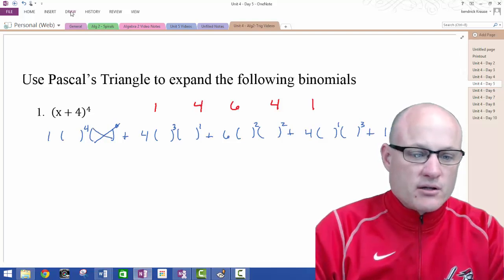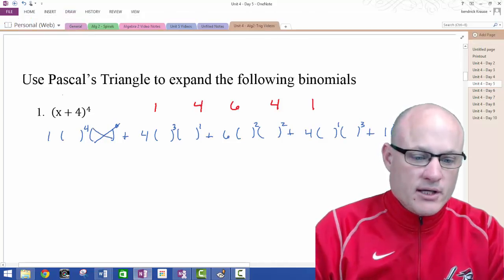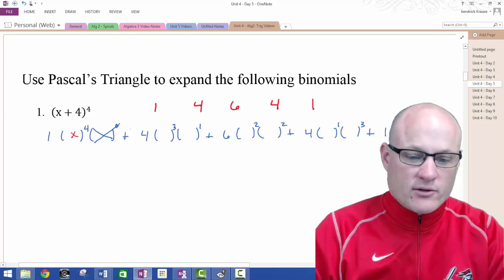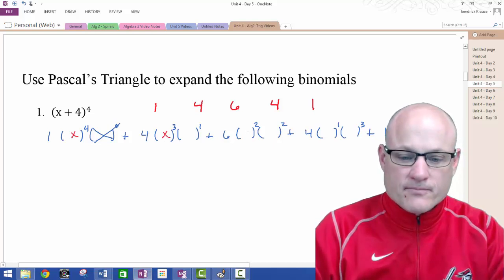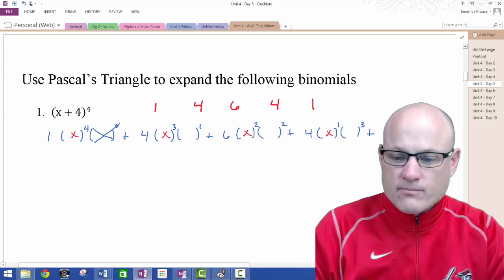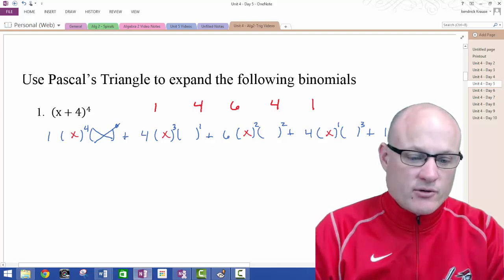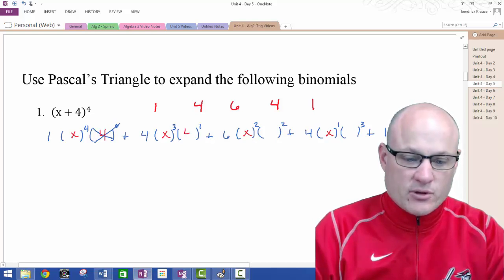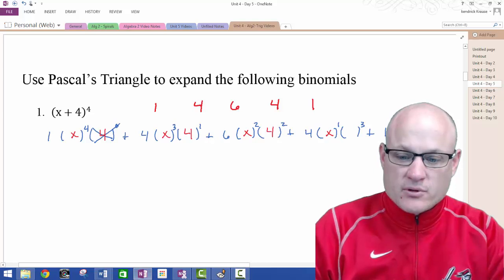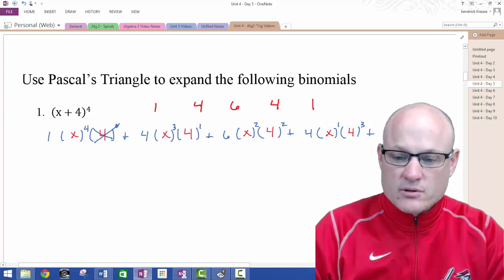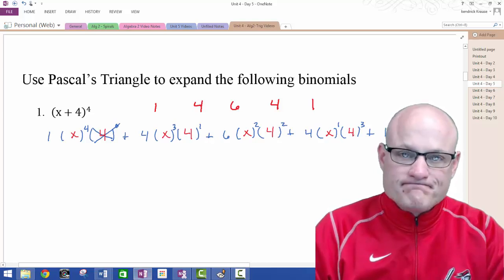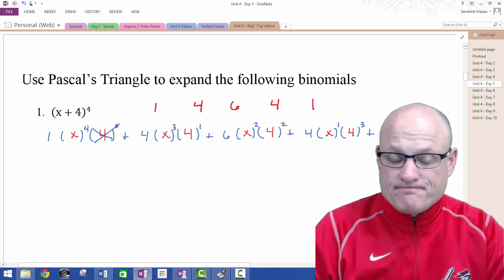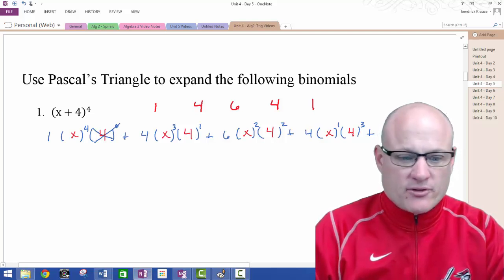Let me grab a different color. We'll go back to red. In this first one, we're going to put X's. So X's go in the first ones. I could put an X there, but I don't need it. And then the second ones go to 4s. But again, this one we crossed out because we're really not going to need it. This is a 4. This is a 4. 4. And 4. Okay, we're almost done. That's all the hard work. That's all the prep work that you have to do.